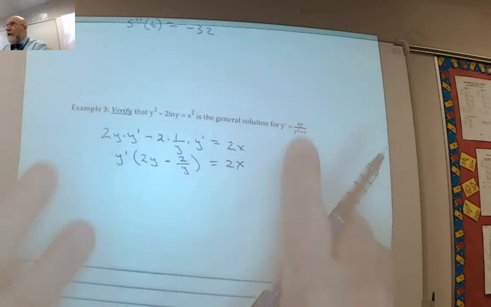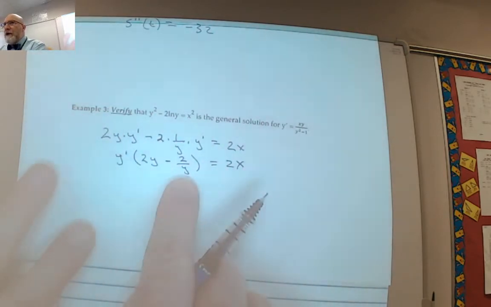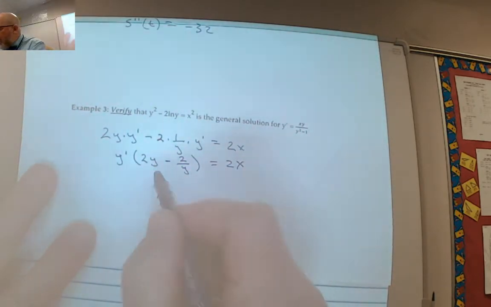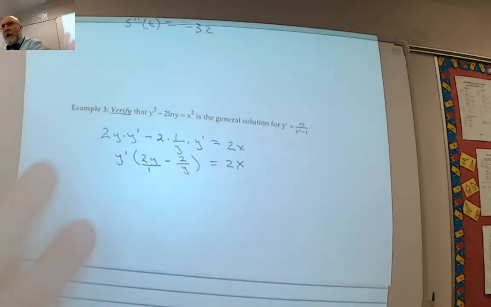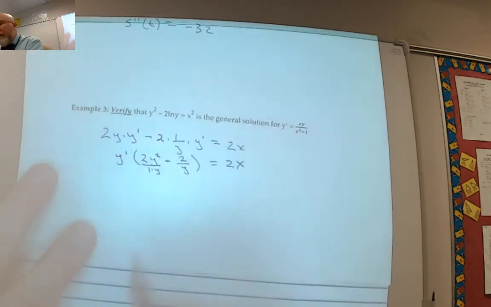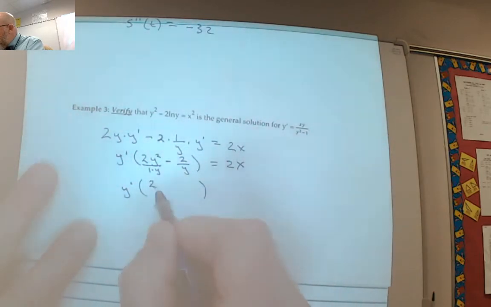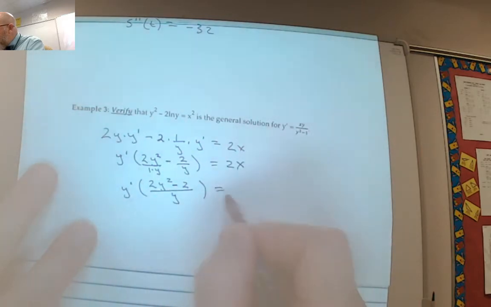Remember, my goal is to get it to look like this. So anytime I have a fraction, I get a common denominator. This is over 1. And so then my common denominator is what? Y. So I'm going to multiply this by y, and that's going to become y squared, correct? So now I have y prime times 2y squared minus 2 over y equals 2x.